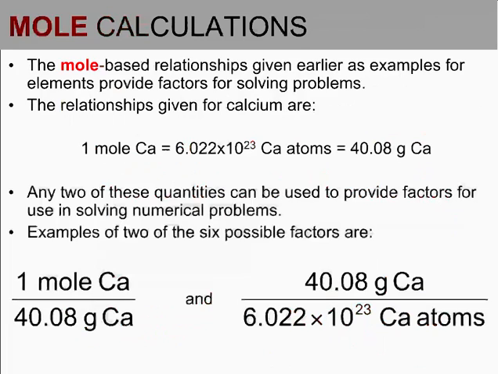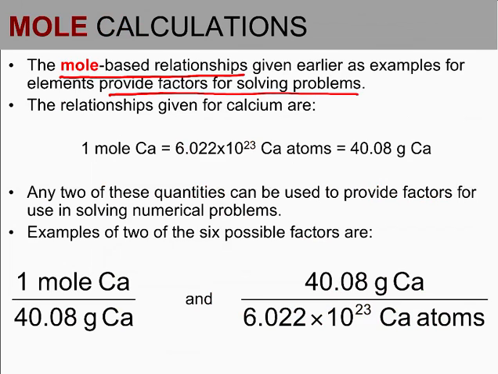The mole-based relationships given earlier, as examples for elements, provide factors for solving problems. So we can turn all of those equalities that we saw earlier into conversion factors. For instance, we said that 1 mole of calcium is equal to 6.022 times 10 to the 23rd calcium atoms, and that's equal to 40.08 grams of calcium.